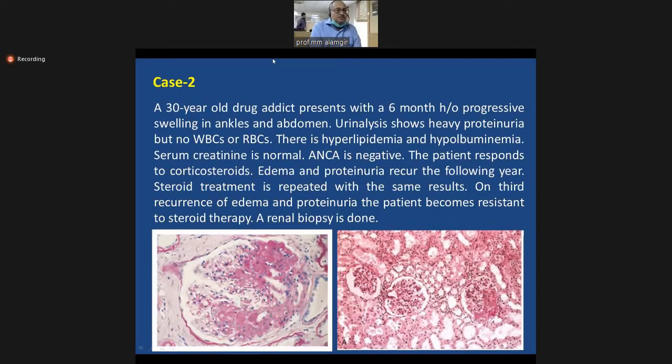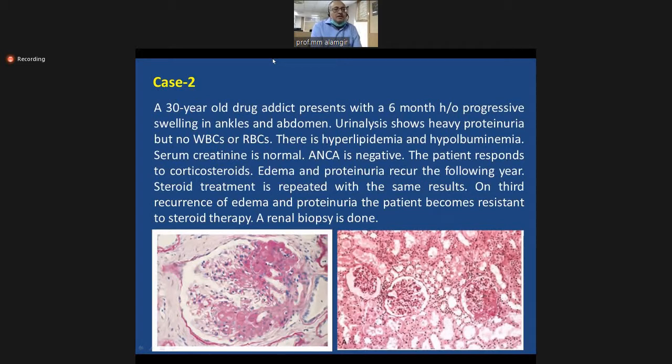So this is a case of a drug addict. This is a 6-month progressive swelling in ankles and abdomen. So he has a progressive edema. Then he has all the components of the nephrotic syndrome. ANCA is negative. It is ruling out systemic disorders such as SLE for causing renal involvement. This is a negative basically. So negative findings are also important in the scenarios.